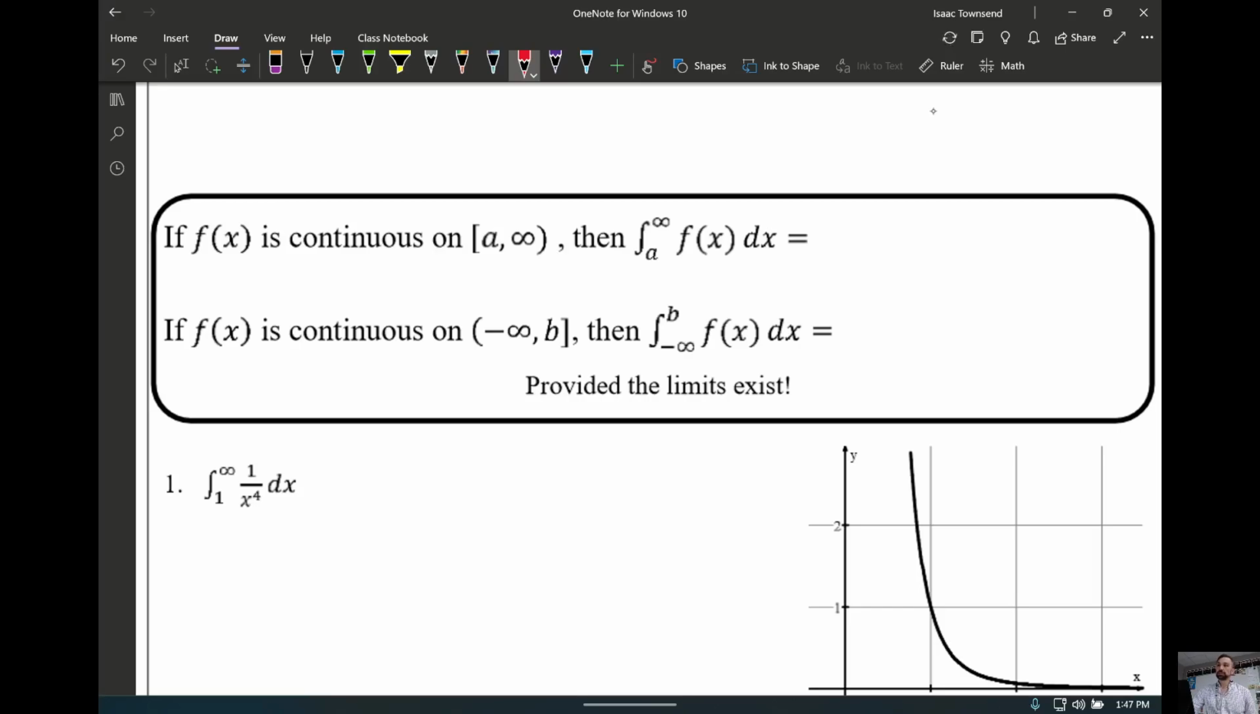Now, we've got two different setups here. So, this is saying from A to infinity. So, this would include A, and then it goes forever to the right.